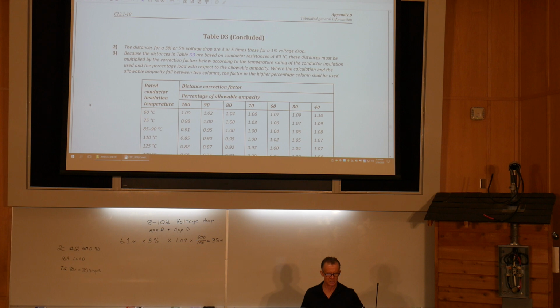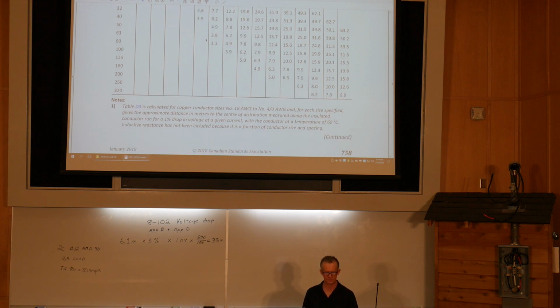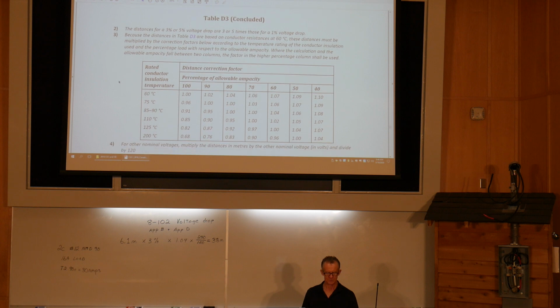Note 2. The distances for a 3% or 5% voltage drop are 3 to 5 times those for a 1% voltage drop. So the numbers in this table are for a 1% voltage drop, and the statement in note 2 tells us that we just multiply that value by whatever multiple we need. So for 3%, we multiply the value in the table by 3.